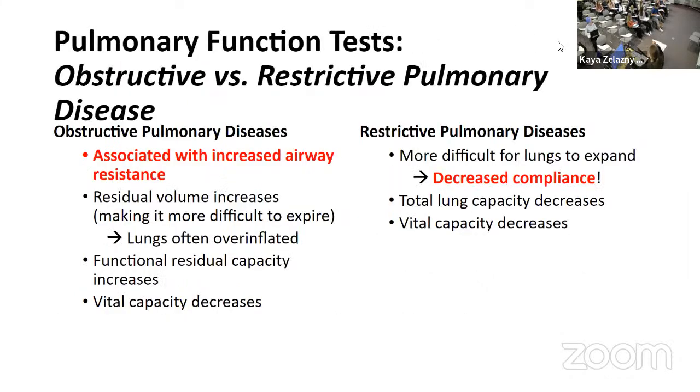Cool. So now we're going to talk a little bit about pulmonary function tests, and we're going to talk about obstructive and restrictive pulmonary diseases. So these are both two different types of diseases that can affect your lungs and affect how much air you're getting, but they work in different ways. Okay. So in an obstructive pulmonary disease, we'll start with that.